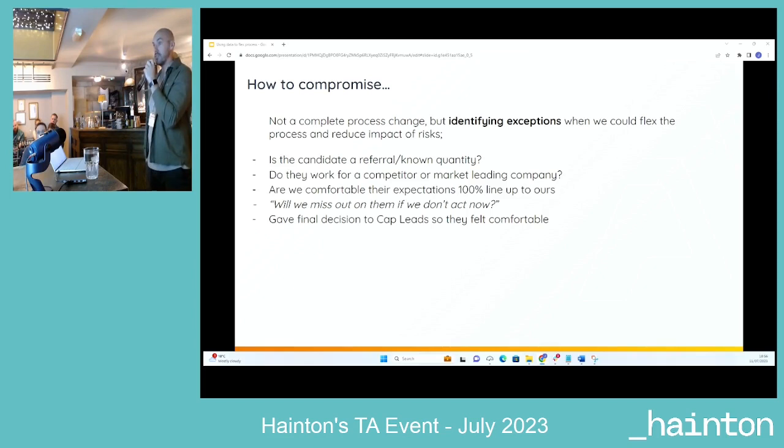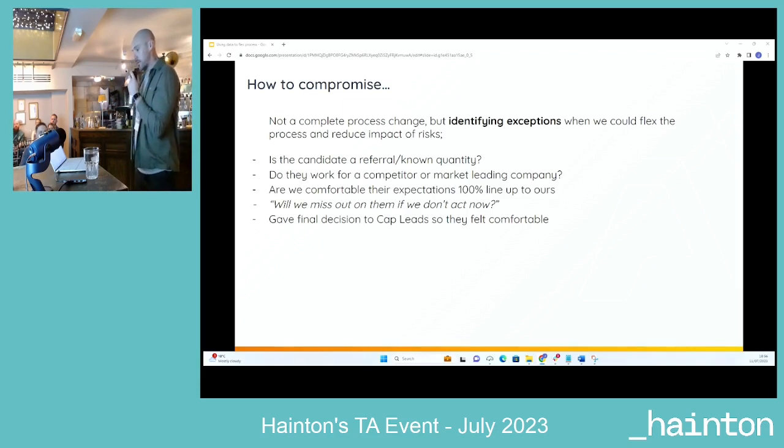Has this person been made redundant? Are we going to lose them at the end of the week? If we can act quick and avoid that, then perfect. And ultimately, by giving the final decision to our cap leads in the business and putting this information to them and saying, I have a great person, we need to flex, we need to change things. If we don't, we'll miss out.